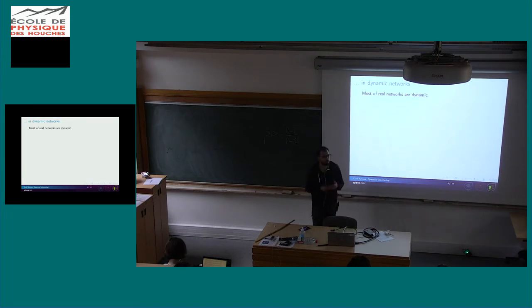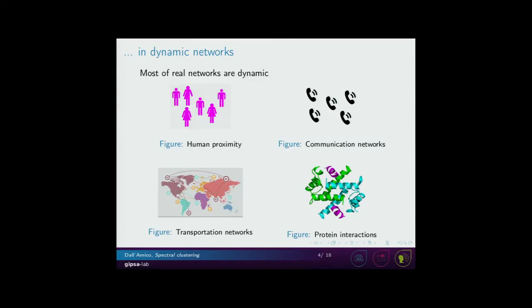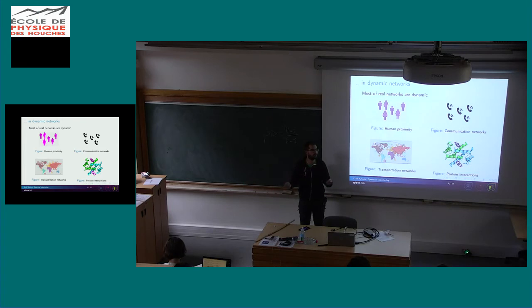But the fact is that most of the algorithms concentrate on a static graph. But in reality, most of the graphs are dynamic. For example, human proximity, two people are connected if they're close to each other, if they are at the telephone, or two countries are connected if they trade, or there are examples in biology, or for example, a collaboration network. Two authors are connected if they publish a paper together.